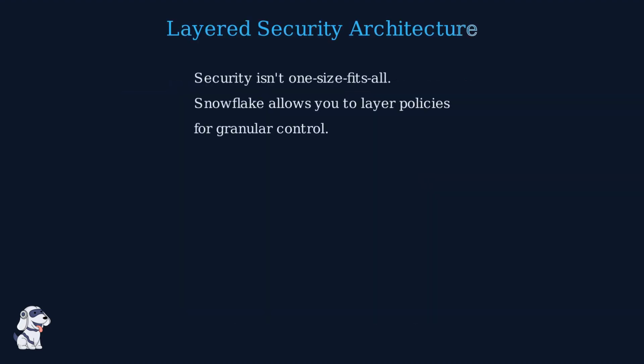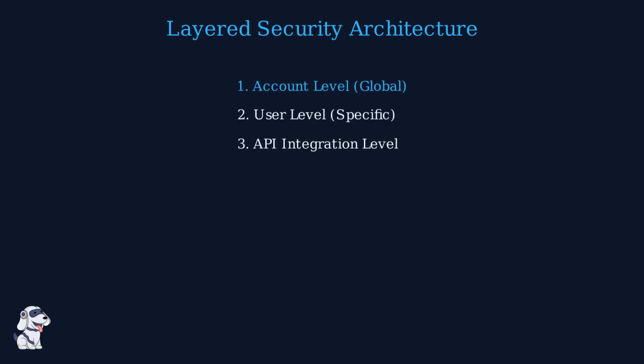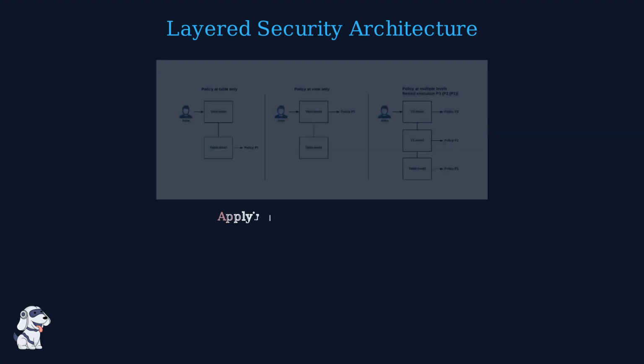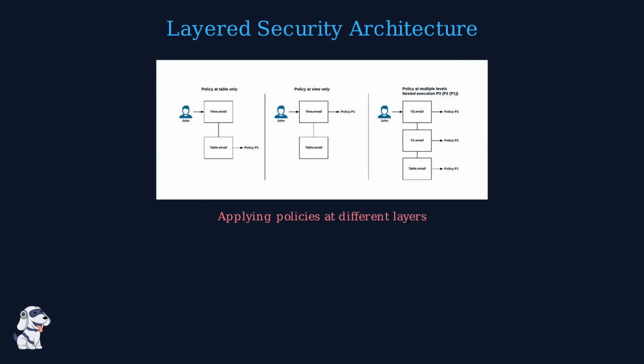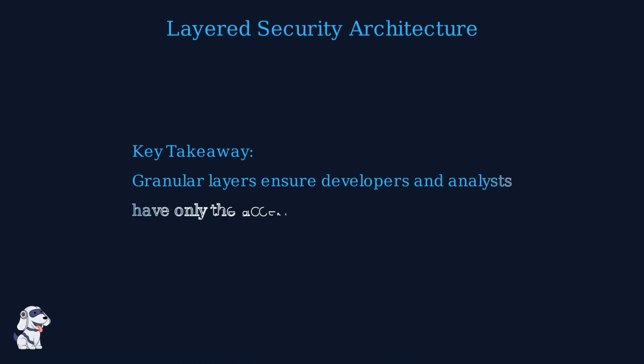Security isn't one size fits all. Snowflake lets you layer network policies to provide granular control over your environment. You can define a global policy for your entire account or override it for specific users, like service accounts, and even restrict traffic for API integrations. Consider this. Your developers might need different access rules than your general data analysts. By applying policies at various layers, whether at the base table or the view level, you ensure the right people access data from the right places. The key takeaway is that granular layers ensure your developers and analysts have exactly the access they need, no more, no less.